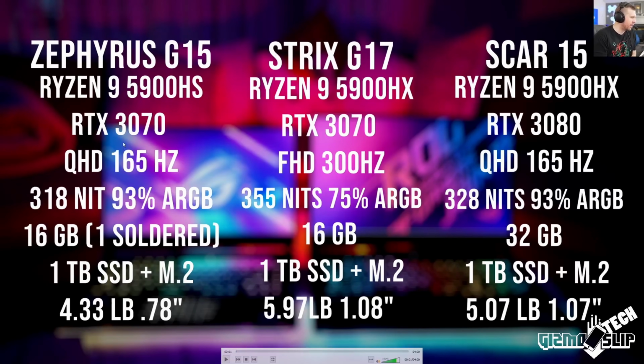Now, we have the RTX 3070 in the Zephyrus G15 and Strix G17. And the Scar 15 had the RTX 3080, so we're going to be able to see the differences between these devices. Now, we have the QHD displays on the Zephyrus G15 and the Scar 15, and we have a 300 Hz Full HD display on the Strix G17. Now, all of these come with FreeSync enabled through the AMD GPU.